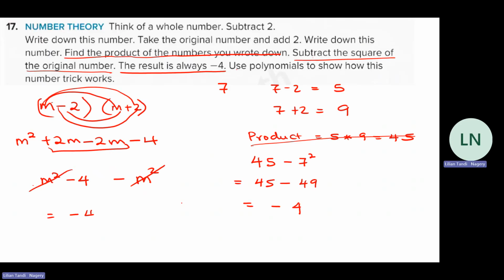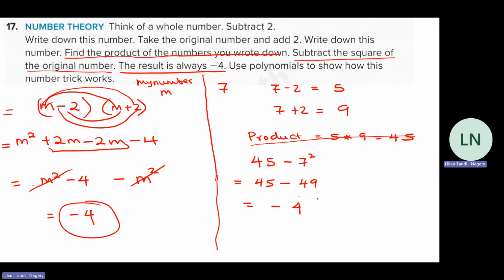And there I have shown my work. My number was m, and here my number was 7. So it works the same way with numbers, and it works the same way with polynomials. I got -4 and I got -4. So this is what the question wanted you to do. Okay, we move on.